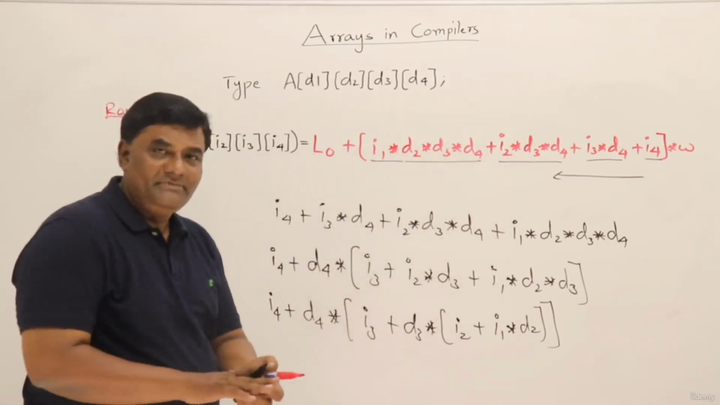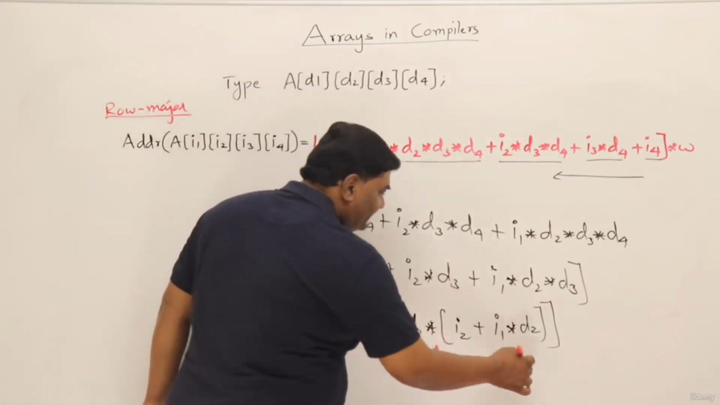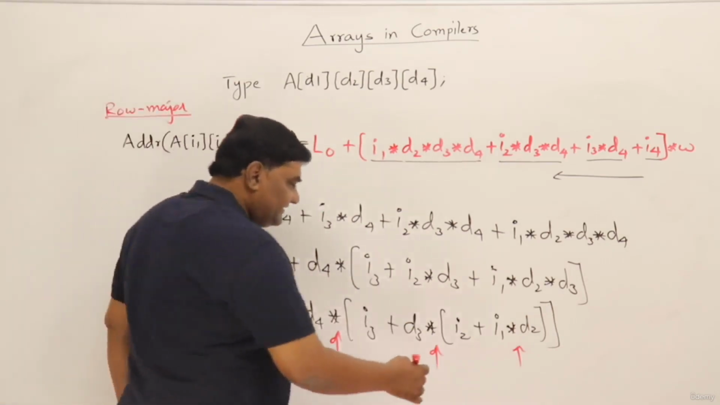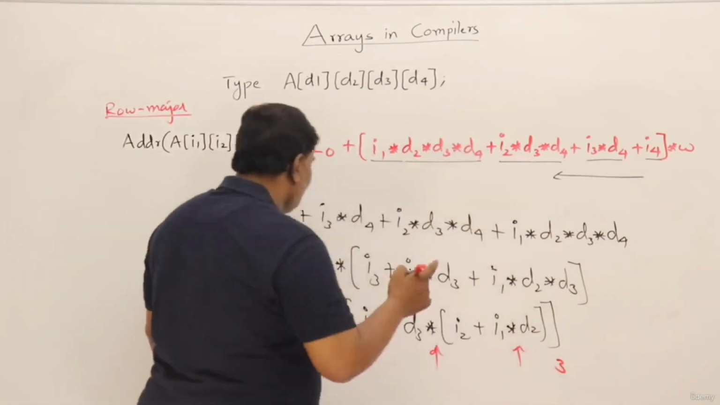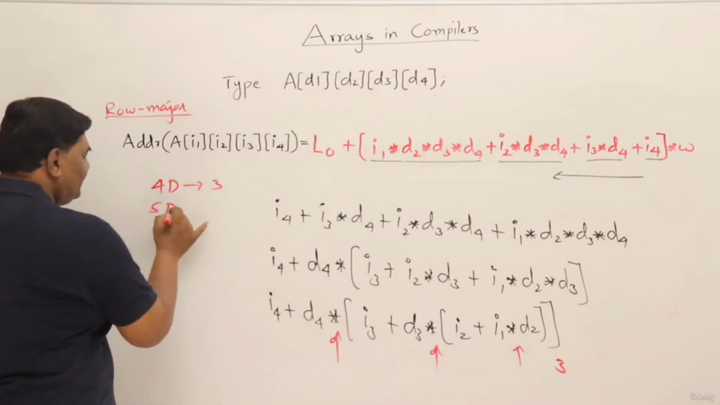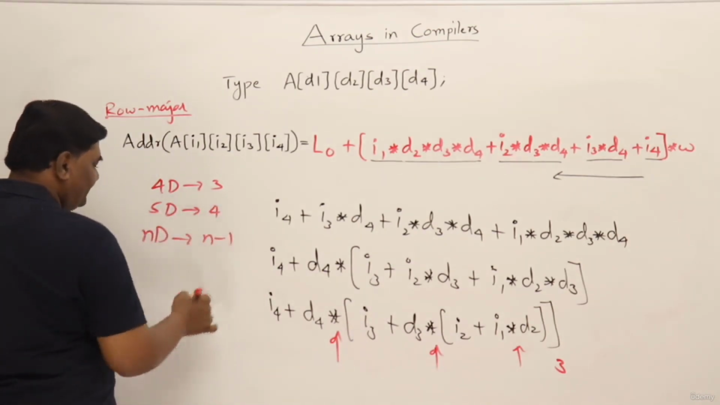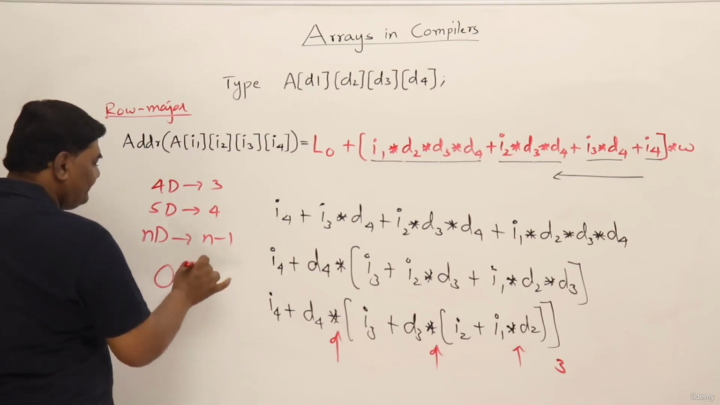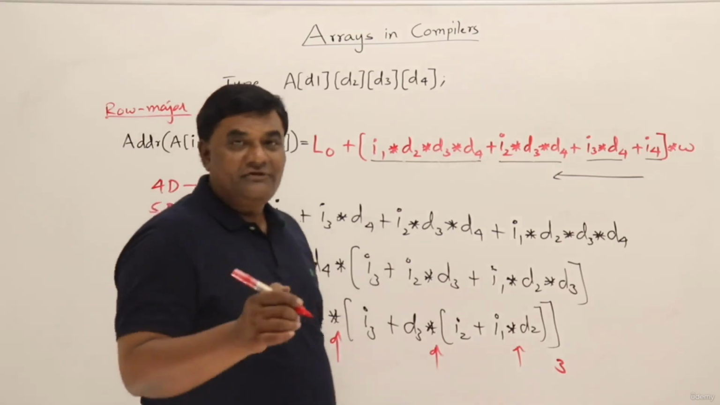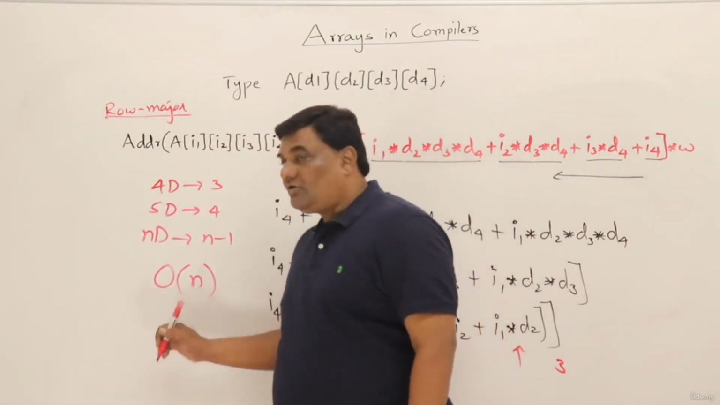So let us see how many multiplications are there. This is 1, 2 multiplications, 3 multiplications. Oh, so for 4 dimensions, there are just 3 multiplications. For 4D, 3 multiplications are there. And for 5D, there will be 4 multiplications. So for nD, there will be n minus 1 multiplications. So the total time for performing multiplications will be order of n. So this formula reduces the number of multiplications from n square to order of n.